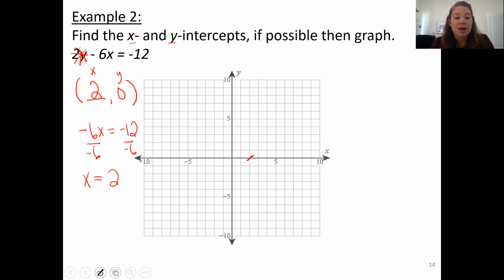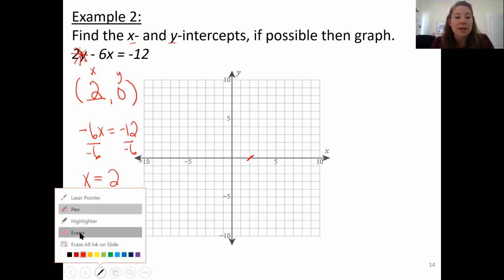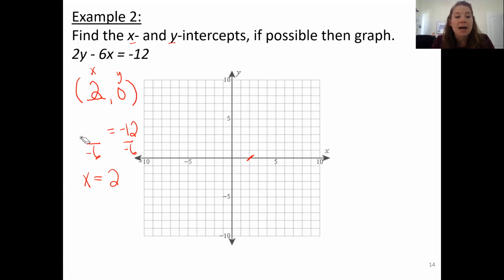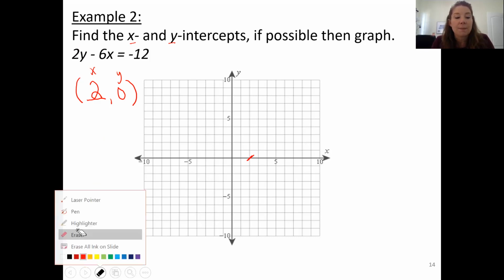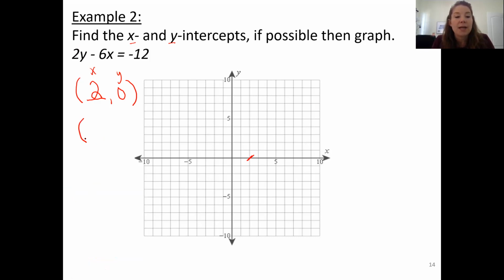Now I want to solve for the y-intercept. So for the y-intercept, I'm going to make x equals 0, right? So here's half my ordered pair, x is 0. So I'm plugging in a 0 for this. So all of this, negative 6 times 0 is 0. That's gone. So I have 2y equals negative 12. I'm going to divide both sides by 2. And when x equals 0, y is equal to negative 6.